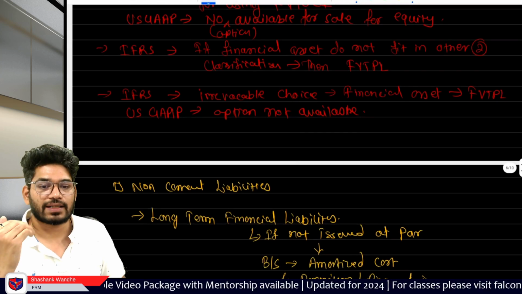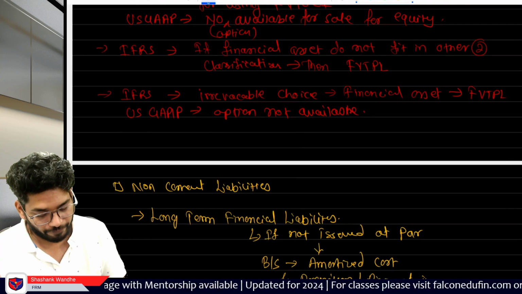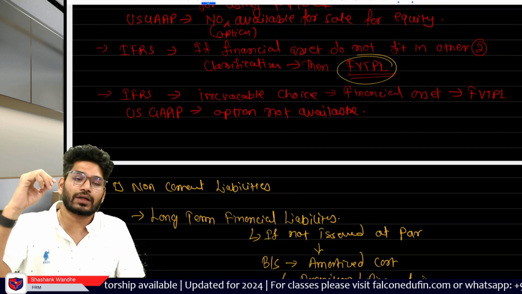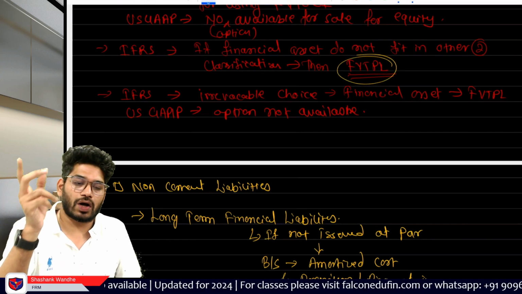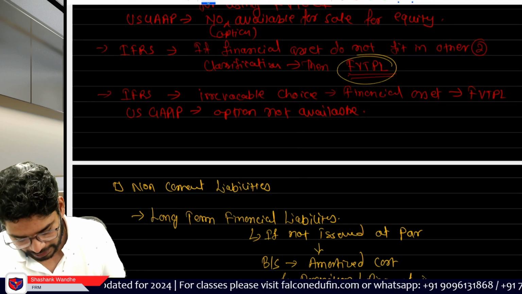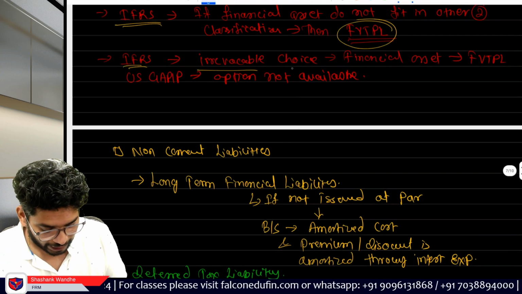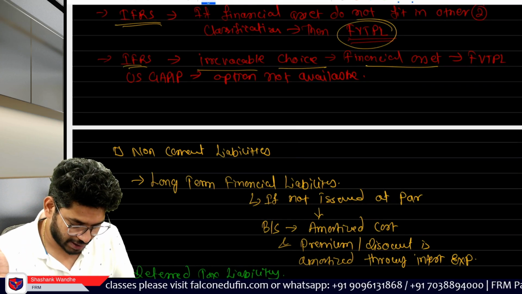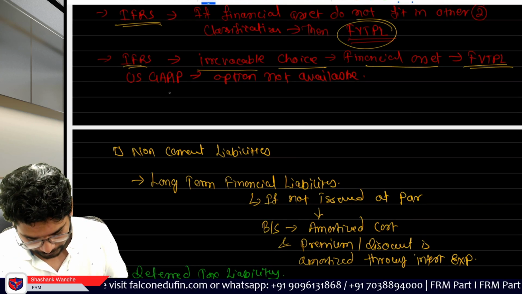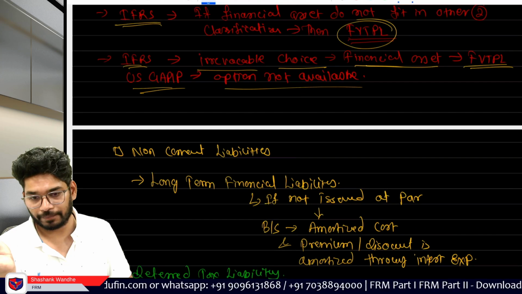Now, next is the IFRS. If the financial asset does not fit the other two categories or classifications other than the FVTPL, then you can pull this in the FVTPL. This means it is not suitable for the amortized cost, not suitable for the FVT OCI, then pull it in the FVTPL. This option is available in the IFRS. Then in IFRS, irrevocable choice is also available for the financial assets to throw it in the FVTPL. This is for the financial assets, and for the US GAAP, this option is not available.